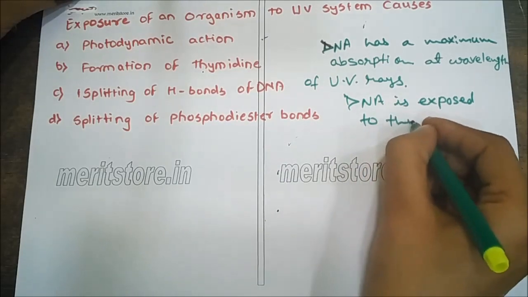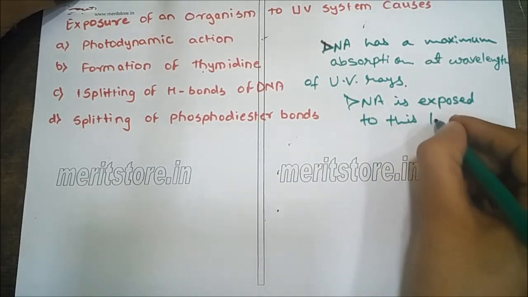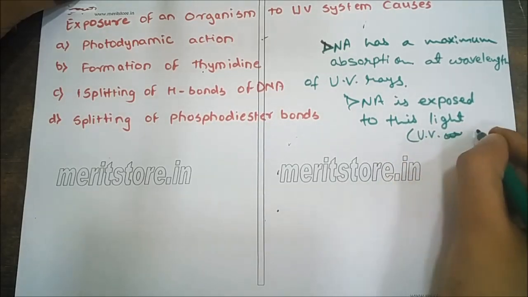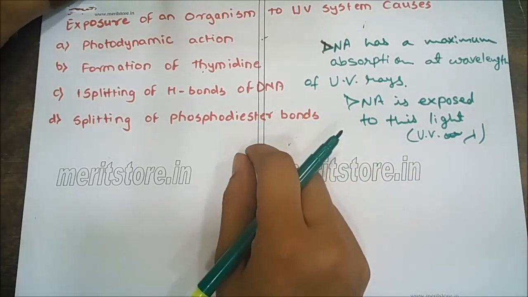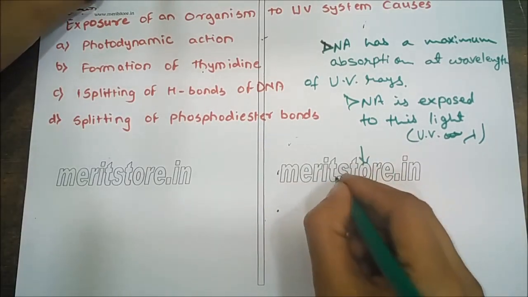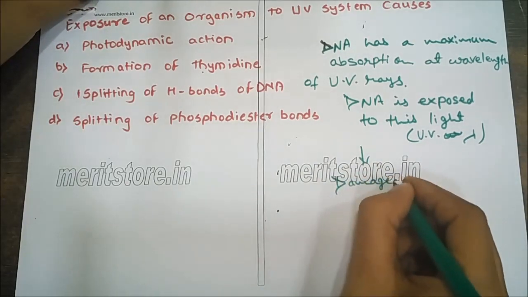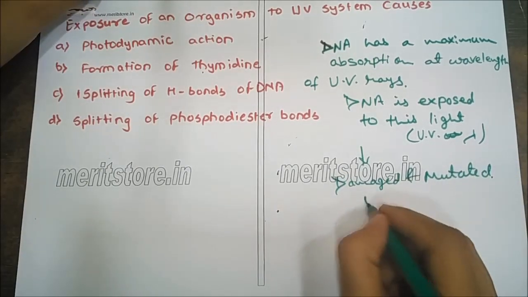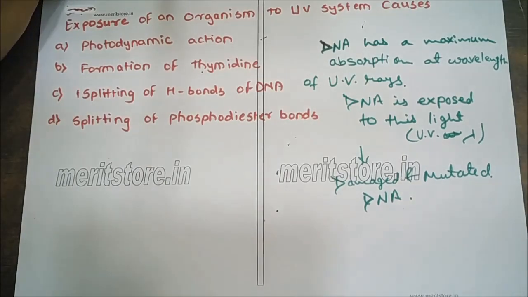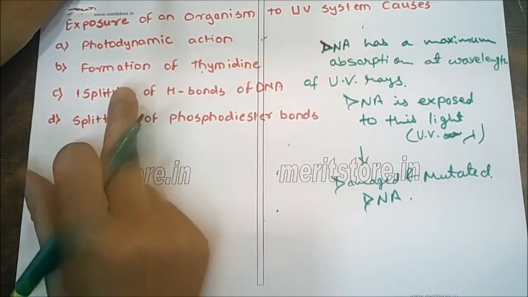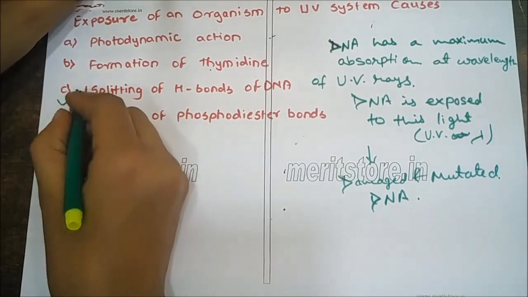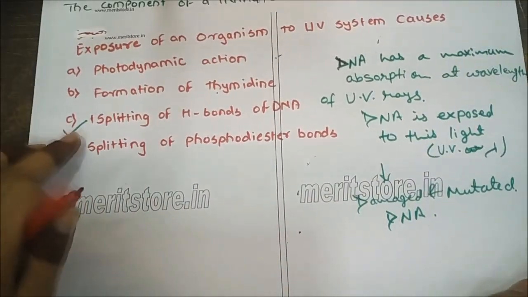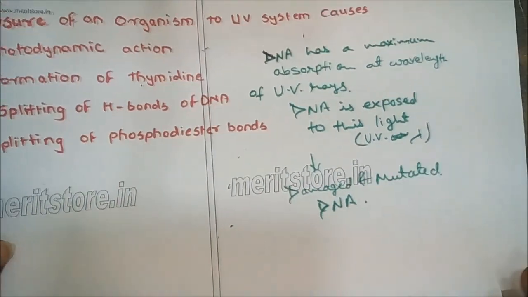exposed to this light of UV wavelength, it will cause damage and mutation in DNA. So the exposure of an organism to UV system will cause the splitting of hydrogen bonds of DNA, meaning the DNA will be damaged or mutated. The answer will be C, the splitting of hydrogen bonds of DNA.